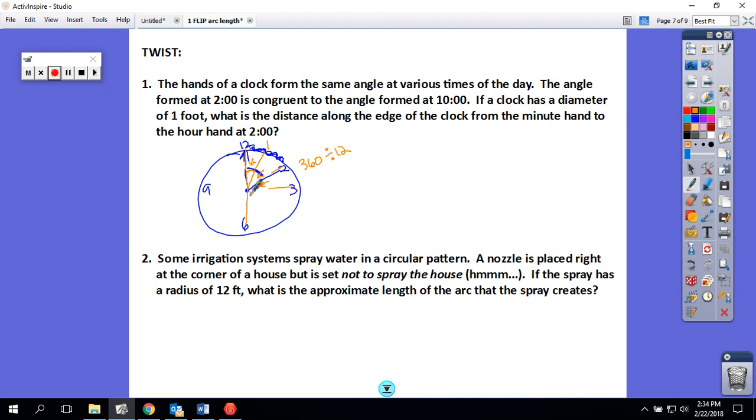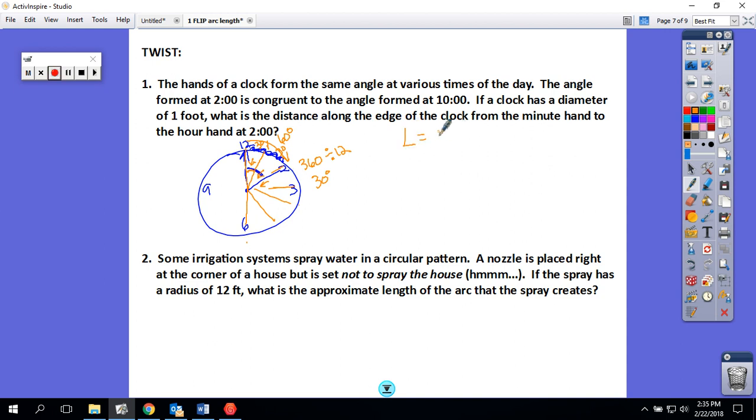If I keep drawing those, you can see between this would be 3 to 4, 4 to 5, 5 to 6, and so on. So if I divide that out, 360 divided by 12 gives me 30 degrees. So each one of those angles is 30 degrees. Alright, so from 12 to 2, it's 30 degrees to 1 o'clock. It's then 30 more degrees to 2 o'clock, so that's 60 degrees total.